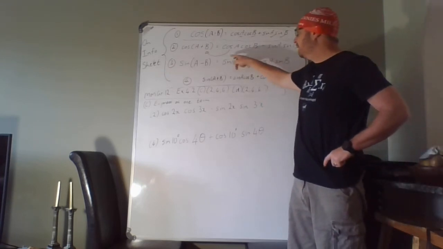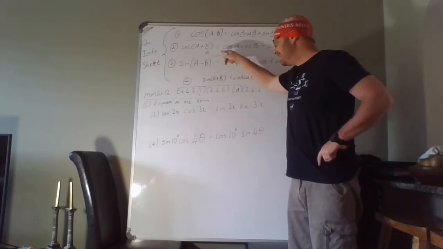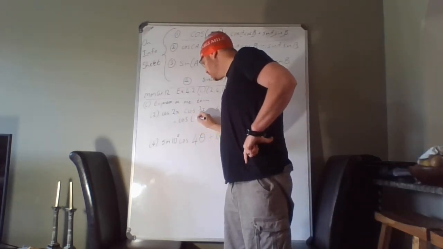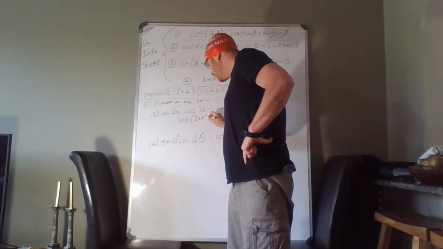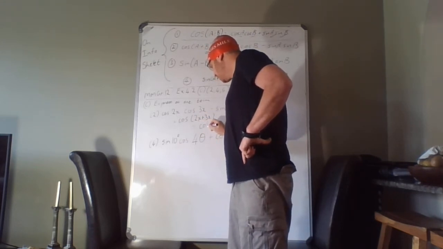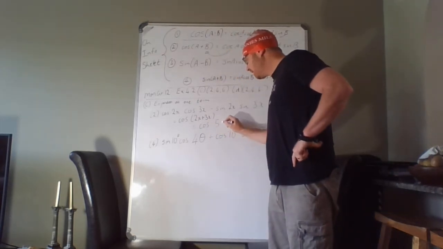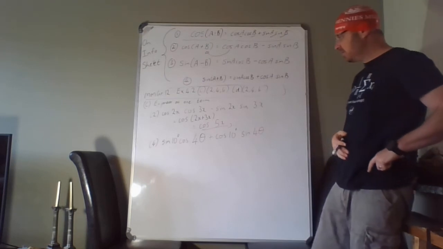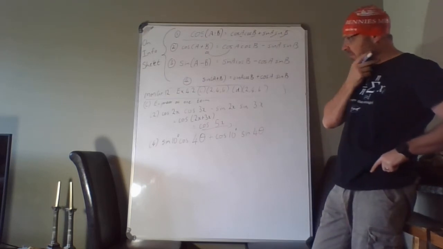Well, if I'm using this formula, okay, I've got to add the angles together. So, it's going to be cos of 2x plus 3x, which is simply going to be equal to cos of 5x. So, your answer is cos 5x.